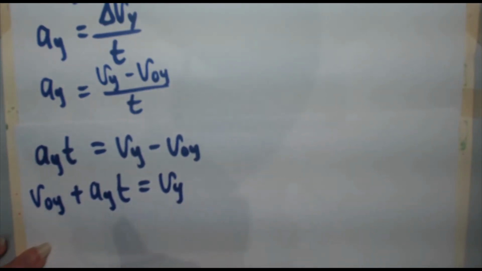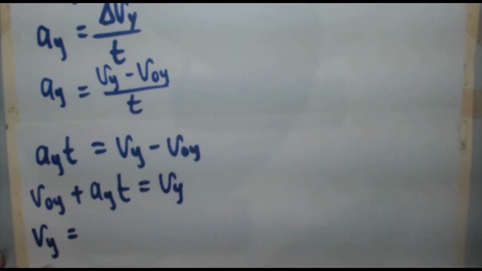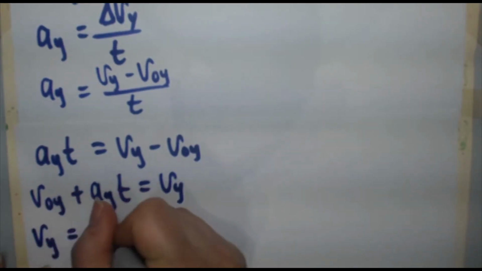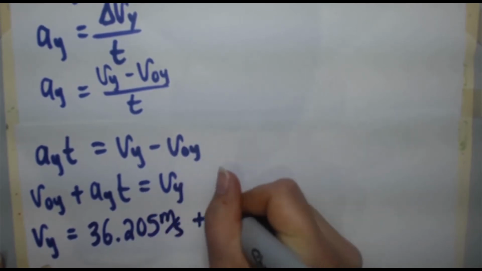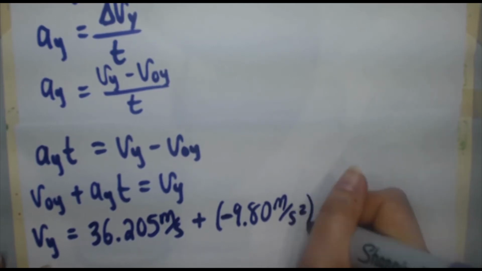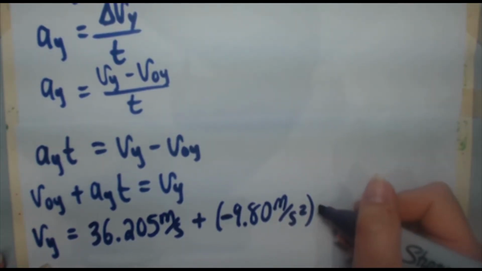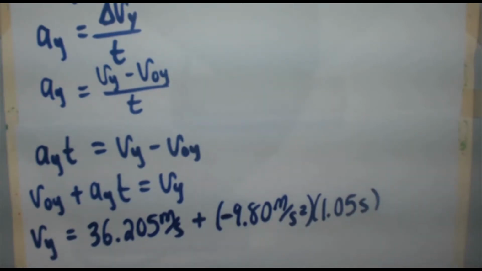Okay, so you get your unknown on the left. It's just standard notation. Okay, so Vy equals, okay, our V naught y is, where was it again? 36.205 meters per second plus Ay is negative 9.80 meters per second squared. And we're looking to find the Vy when the time is 1.05 seconds. Okay.